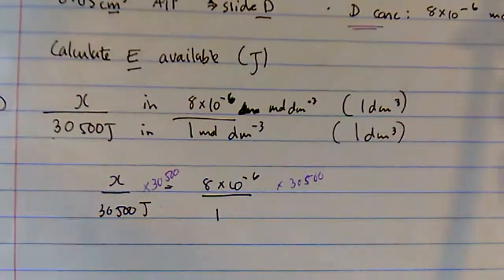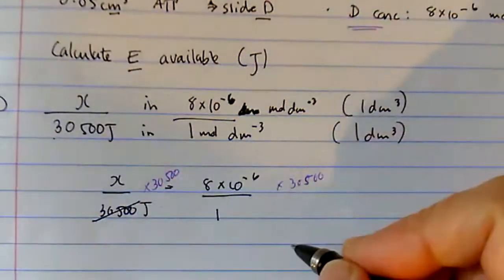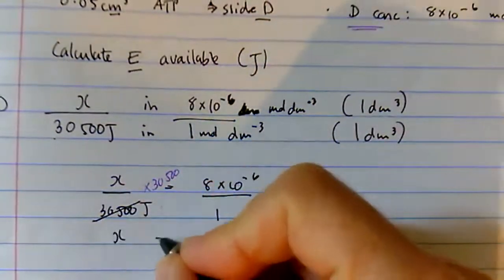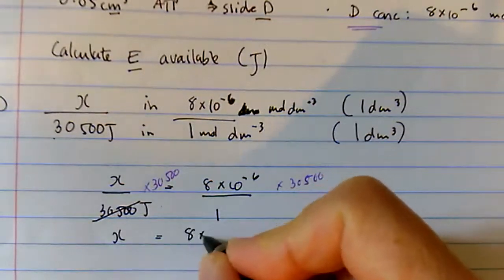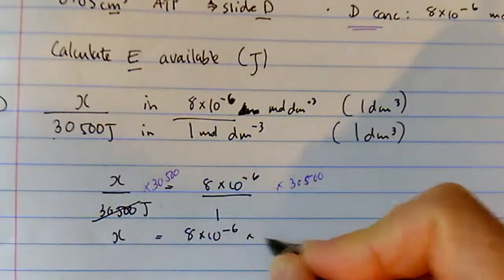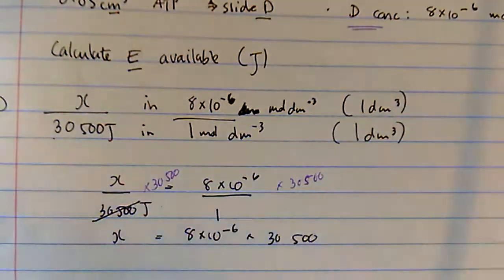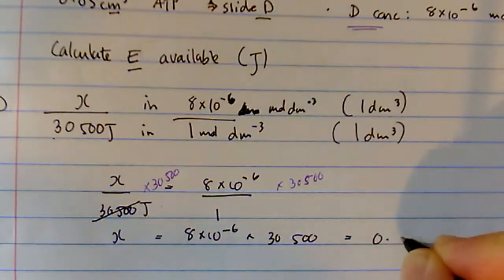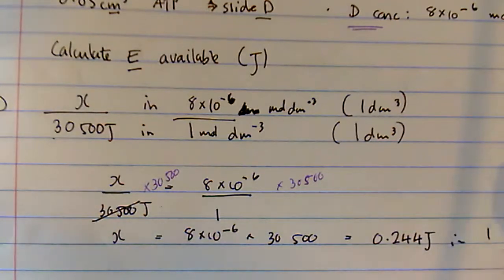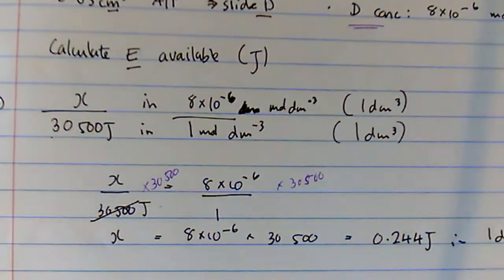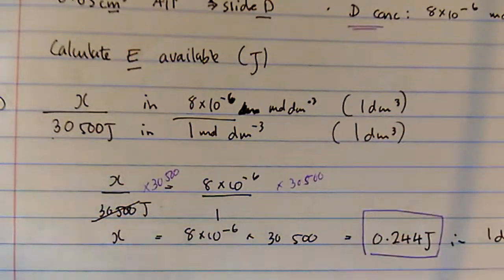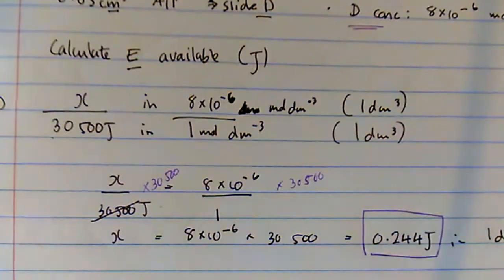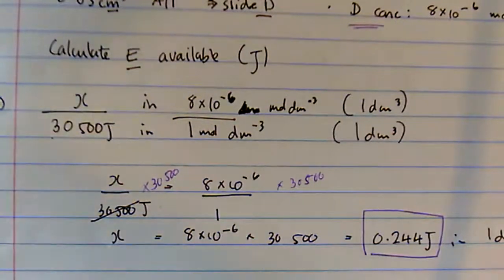And I would hopefully cancel that, and I would end up with x is equal to 8 times 10 to the power of minus 6 multiplied by 30,500. And so it would give me 0.244 joules in 1 litre. Okay. So that is how many joules of energy there are in 1 decimeter cubed or 1 litre of D.